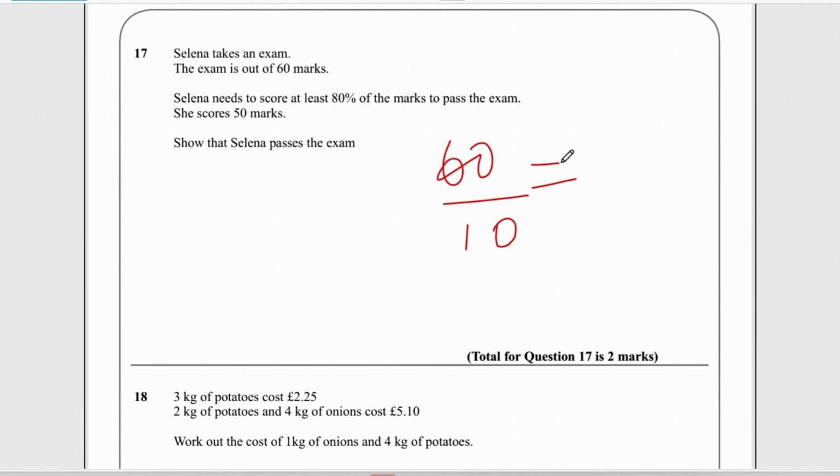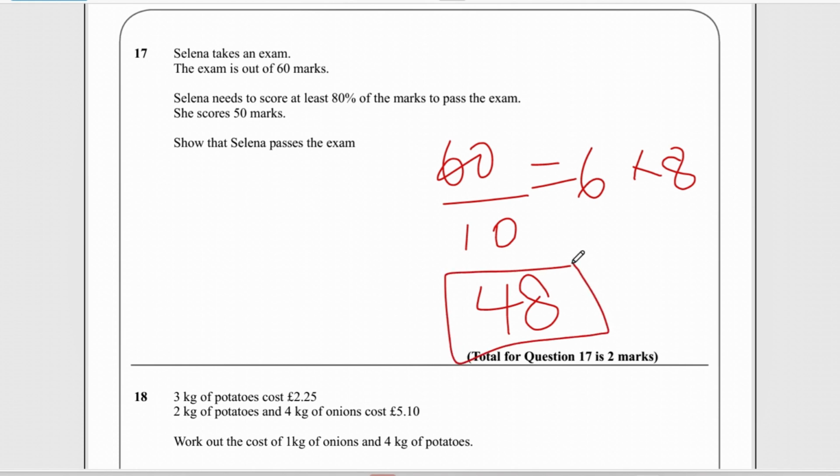Okay, so 10% is 6. Now we need 80%. That's 10% 8 times. So you do 6 times 8, and that will give you 48. Okay, so she needs to score at least 80%, which is 48 marks. Now she got 50 marks, which is more than 48. So she definitely passed the exam.